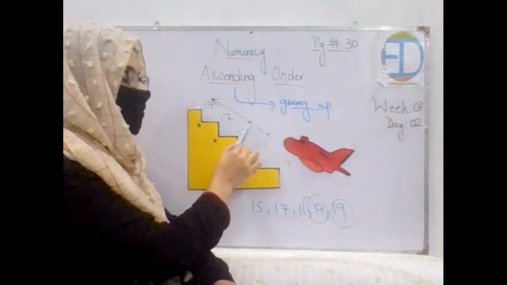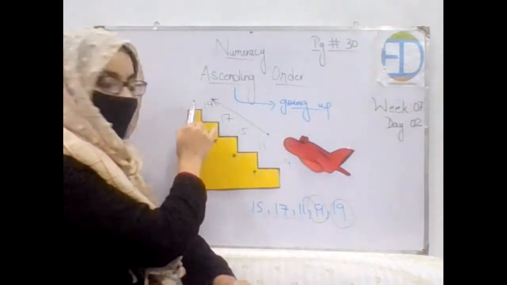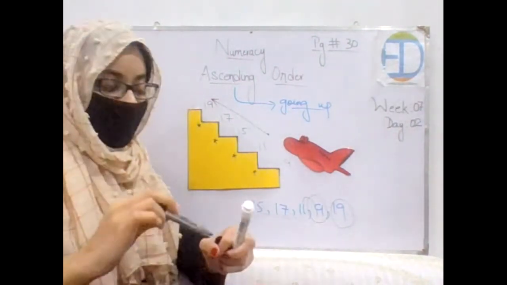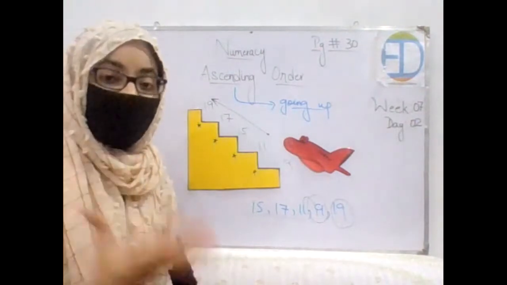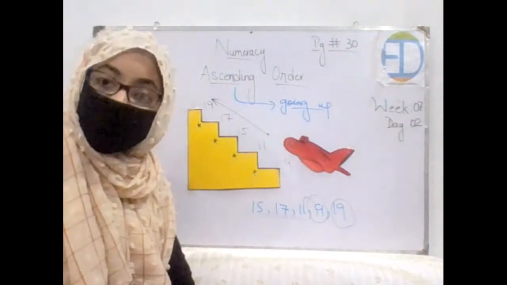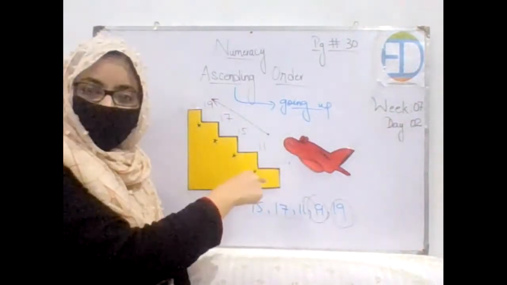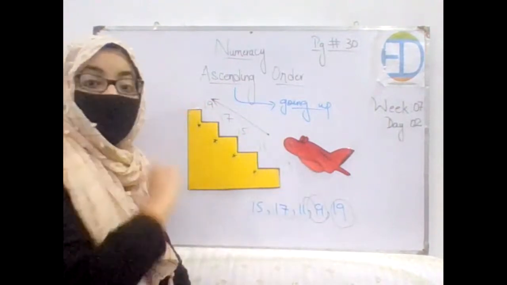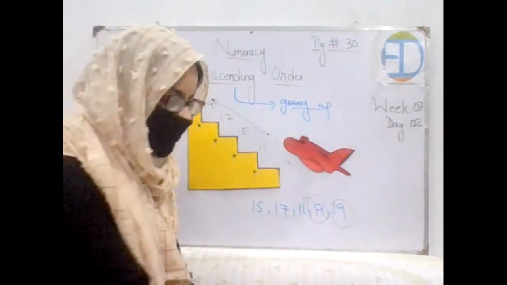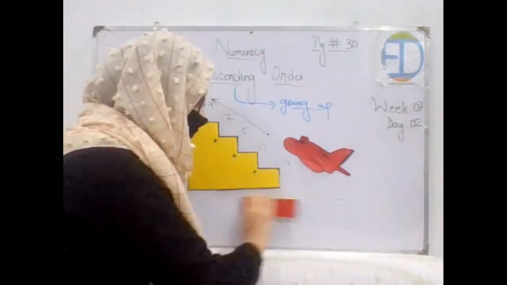So look at them again. 9, 11, 15, 17, and 19, right? So this is how we write numbers in ascending order. We started from the smallest one and we move toward the highest one, right? Okay. Let's do another practice.